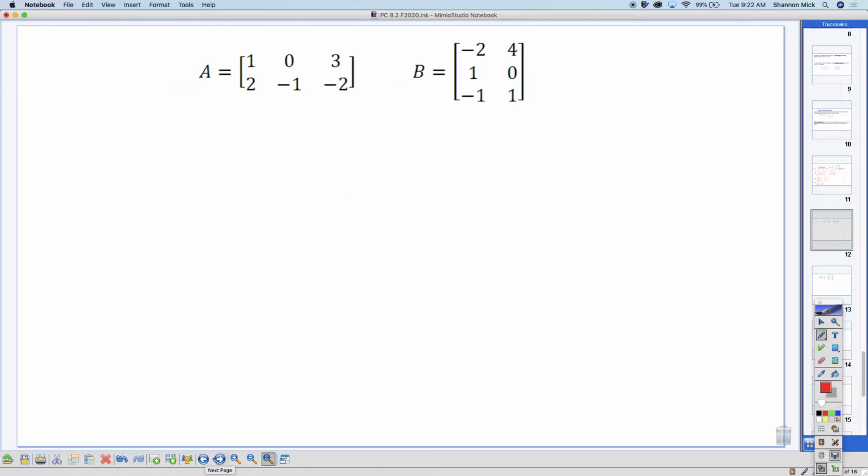Okay, so I've got A and B again, so I'm going to do A times B, then B times A. So what are the dimensions of A? 2 by 3. And B is a 3 by 2. So I'm going to end up with a 2 by 2.